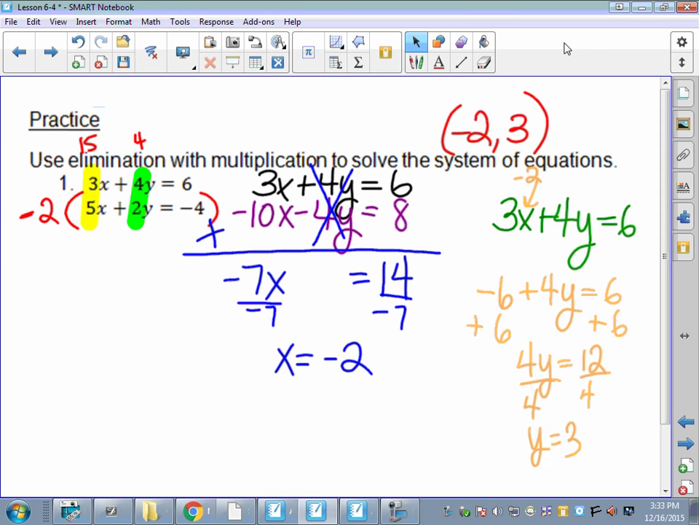Wasn't really that bad. We could have solved or eliminated the x's. We would just multiply both equations in order to make them the same coefficient. So I always try to find the easiest one where I only have to multiply one of the two equations.